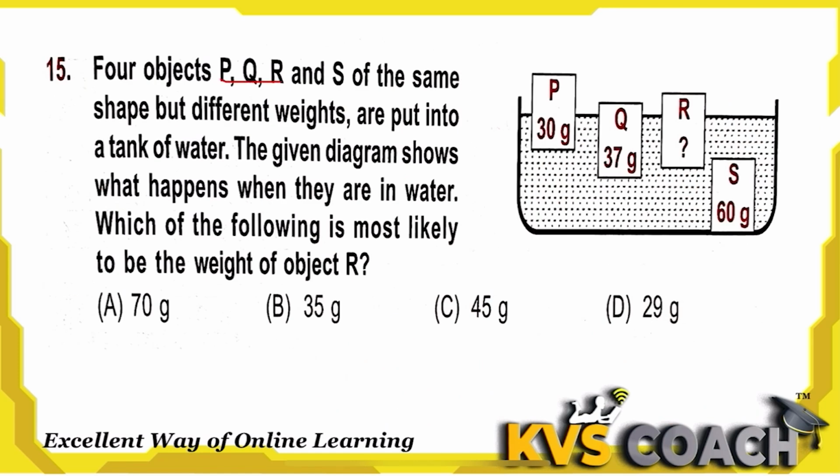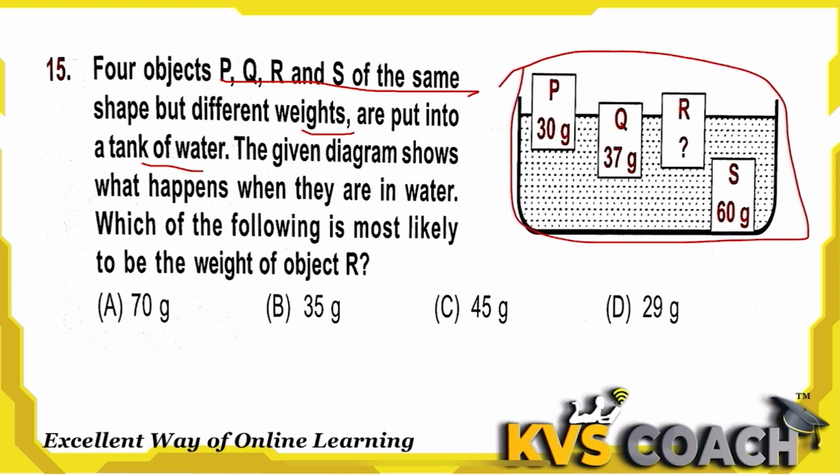Next is, 4 objects P, Q, R, S of the same shape but different weight are put into a tank of water. These are the different 4 objects. The given diagram shows what happens when they are in water. Which of the following is most likely to be the weight of the object R? Look, this is the lightest weight, that's why it is on the upper side. This is the heaviest, that's why it sinks.